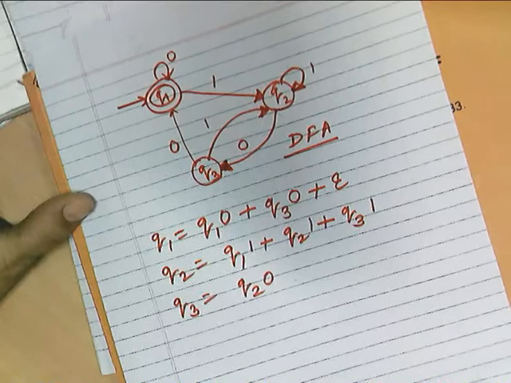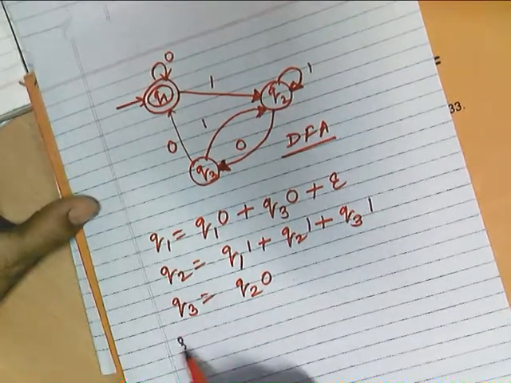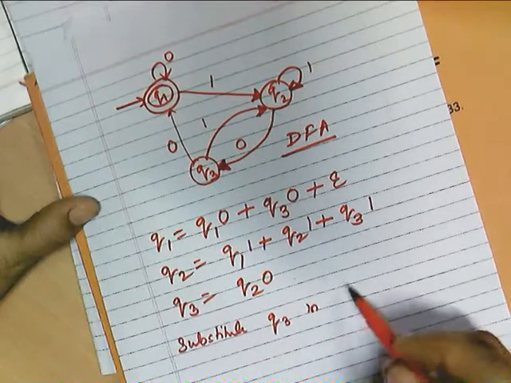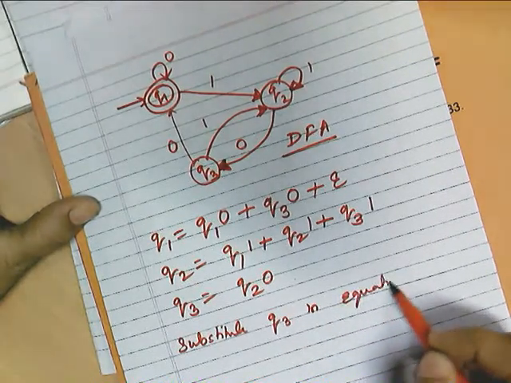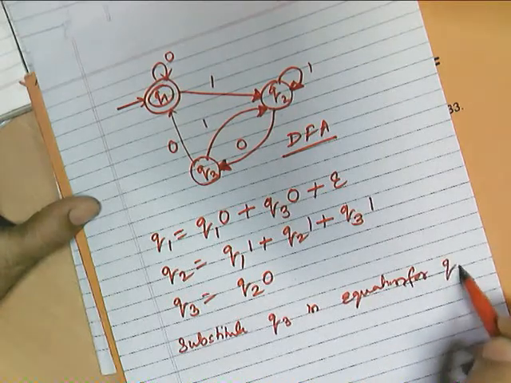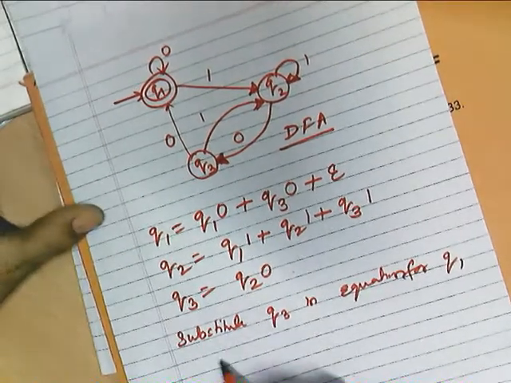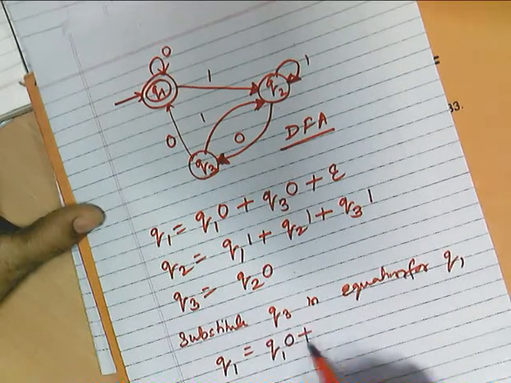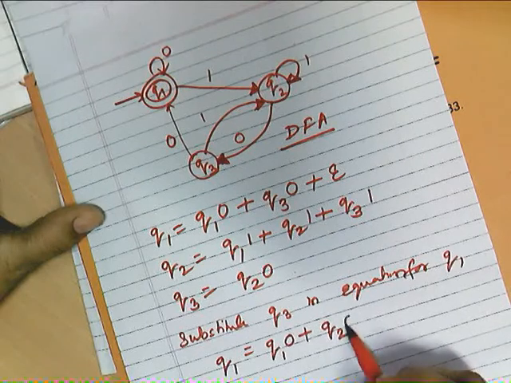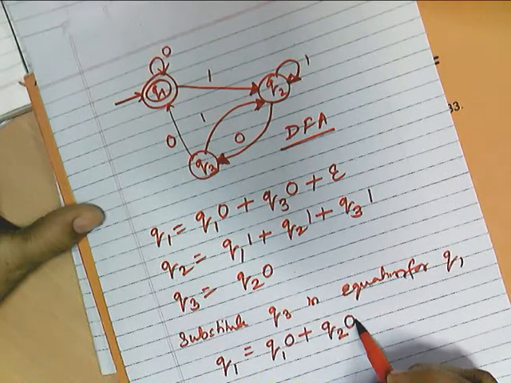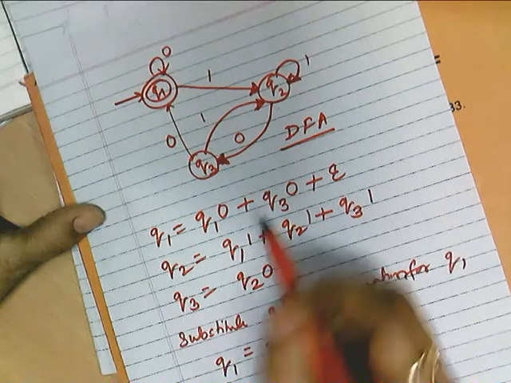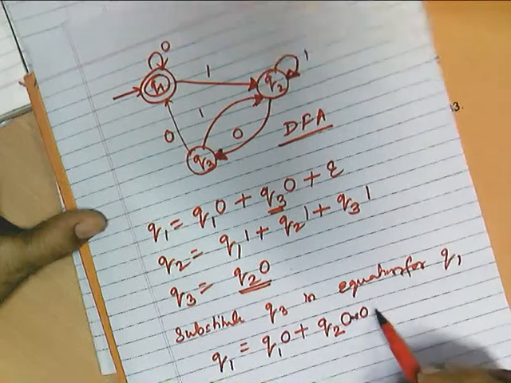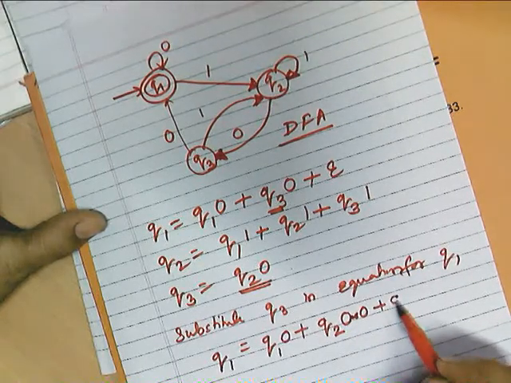Now we will try to substitute. Substitute Q3 in the equation for Q1. What do we get? We get Q1 is equal to Q1 0 plus Q2 0 dot 0. I hope you have understood. I have replaced this Q3 by Q2 0, so this dot 0 plus empty.